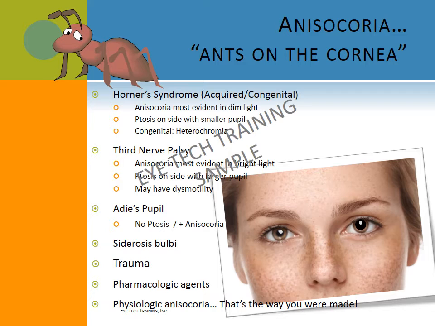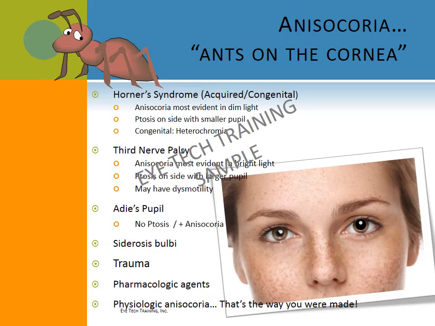She said, ants on the cornea? That patient has anisocoria. The doctor had dictated to the scribe anisocoria, and the technician, who didn't know what that was, wrote under cornea, ants on the cornea. So of course we all got a big kick out of that. But it's not ants on the cornea, it's anisocoria.